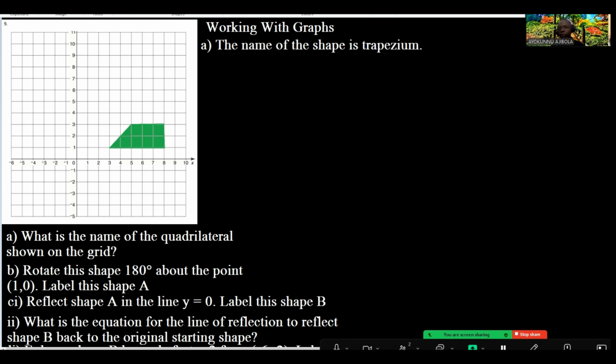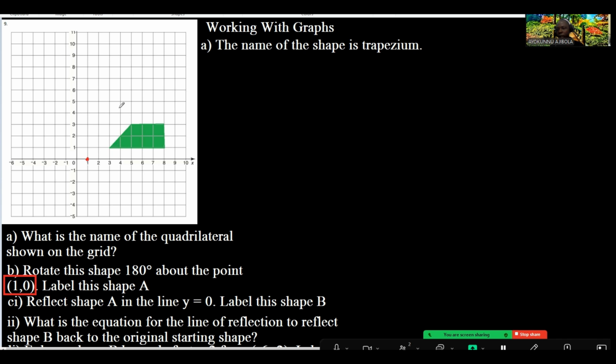But here we've been given a reference point. Can you locate the reference point in the question? The reference point is 1 comma 0 on the grid. Can you locate 1 comma 0 on that grid? This is 1. When x is 1, y is 0. So that means we're using this reference point, okay? Is that clear? So we're going to rotate the shape from this through 180.